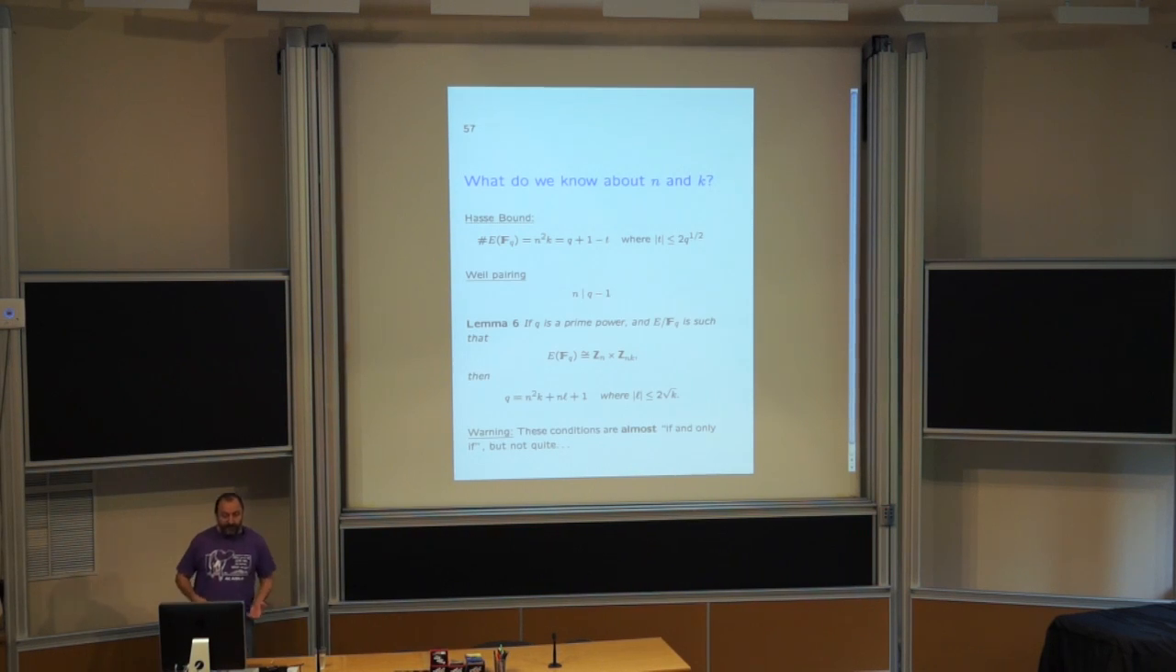We need to recall what we know about N and K, something which we discussed, but because the terminology has changed, let me revise it and put it in the form which is suitable for our purposes now. So now the number of points will be N times NK, which gives you N squared K. The number of points is now of this shape. And of course, it's Q plus 1 minus T for some T in the Hasse interval. And the Weil pairing tells us that N divides Q minus 1. We have already seen it, but N was L at that time.